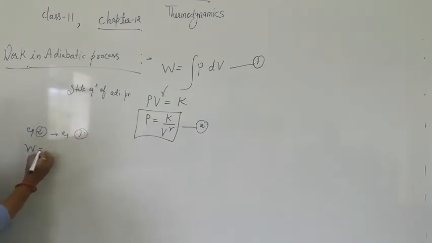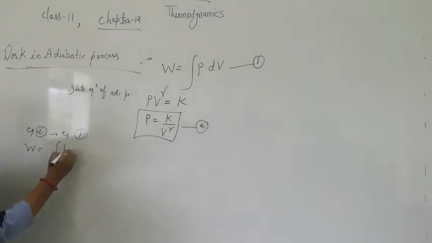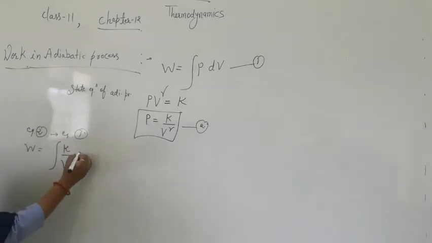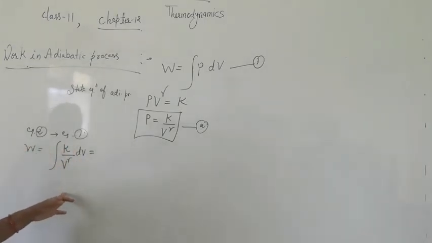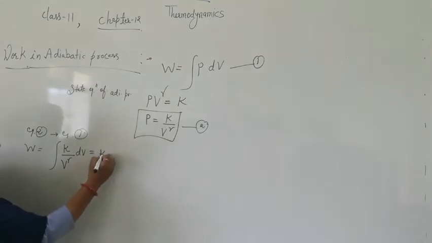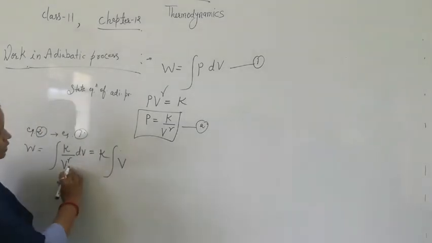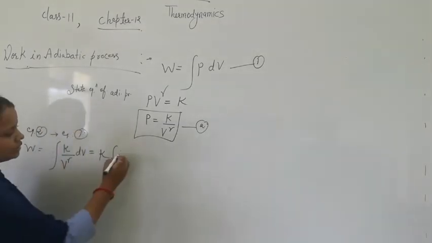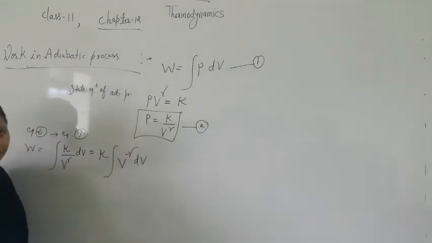Then put the value from equation 2 into equation number 1. Then W is equal to the integration of P dV. Pressure is equal to constant K upon V raised to the power gamma, and dV. Here K is constant, and integration is always done with respect to the variable term. Then K times 1 upon V raised to the power gamma. Then V to the power gamma can be shifted to the numerator as V to the power minus gamma, and dV.